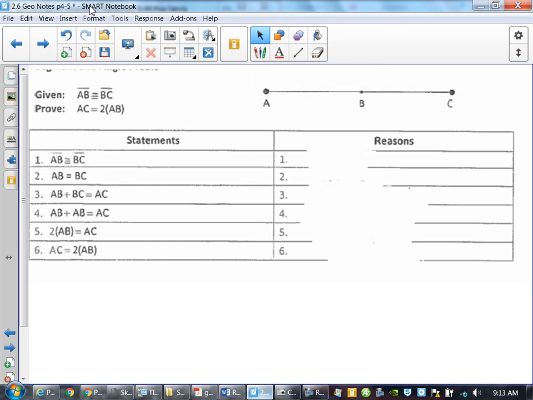Two segments that are congruent with one another. Ladies and gentlemen, when you have two segments that are congruent to each other as your given statement, what should you write down first? Given. Your given. So AB is congruent to BC. So we write that down.